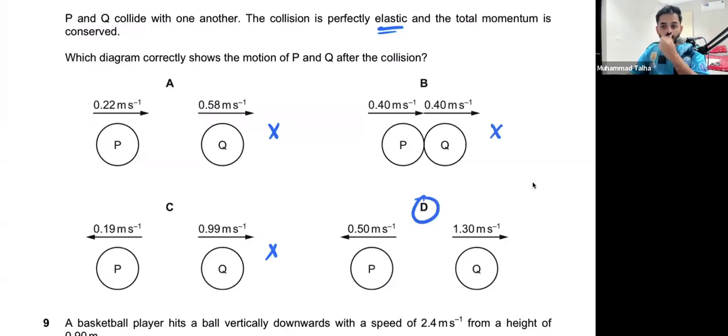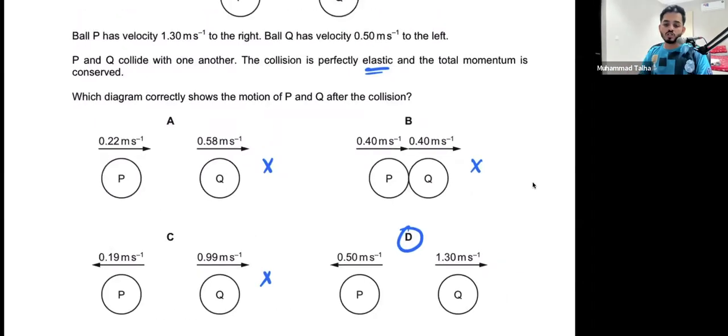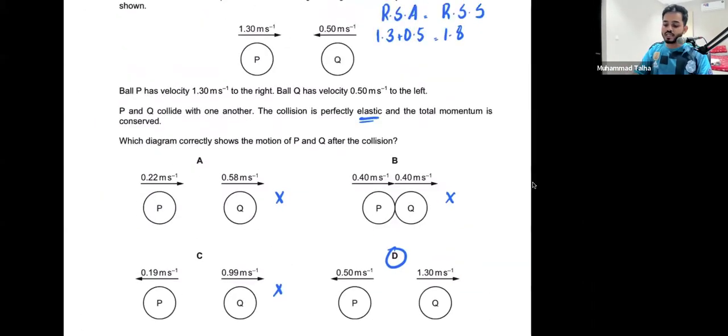By default, and by the process of elimination, this is the answer here. 1.3 to the right, 0.5 to the left. If I add them, I do get 1.8. And this is one type of elastic collision where the particles basically exchange velocities. So as you can see, this 1.3 now came here, and this 0.5 came here. So this is an elastic collision.